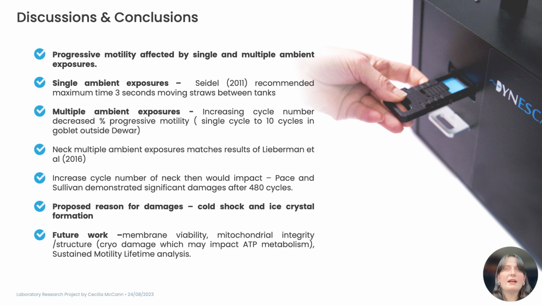In terms of looking at why we see this reduced motility with ambient exposure, we could look at membrane viability to see if the cells that are motile are actually dead, and we can't just infer that they're metabolically inactive. You could do that using dye exclusion tests with fluorescent microscopy, or using the CASA, the computer-assisted semen analyzer. Or we could also look at mitochondrial integrity and structure, because if there's ice crystal damage to the mitochondria, it may be inhibiting ATP metabolism and therefore motility. That could be done using transmission electron microscopy for the structure.